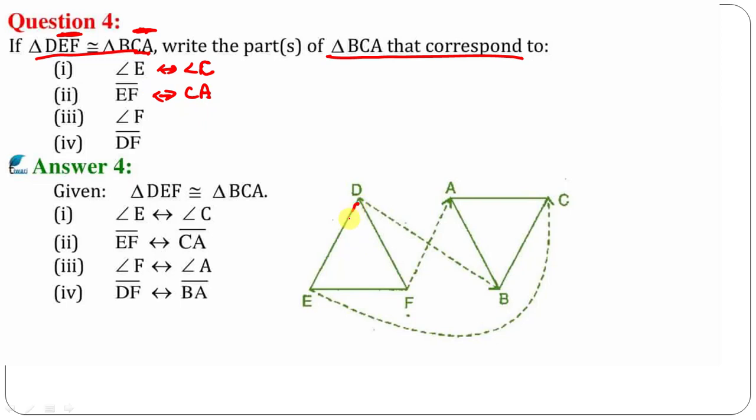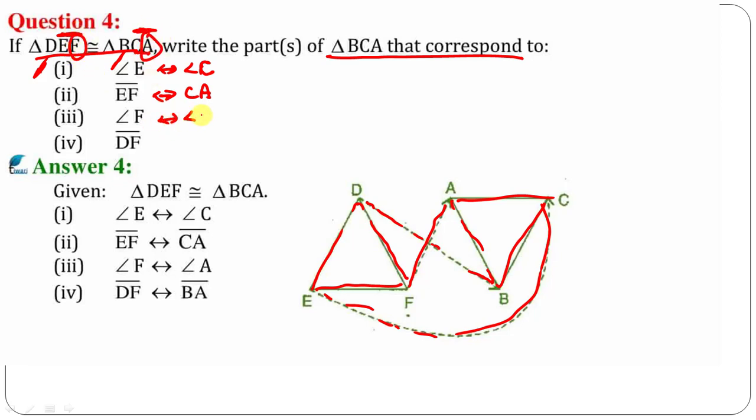You can first draw the triangles, first DEF and second ABC, and then match the corresponding parts. D is matched to the first term, B. The second term, E, is matched to C. Then F is matched to the last term, A. Next is DF, which is the first and last term, so it corresponds to BA. So these are the corresponding parts.